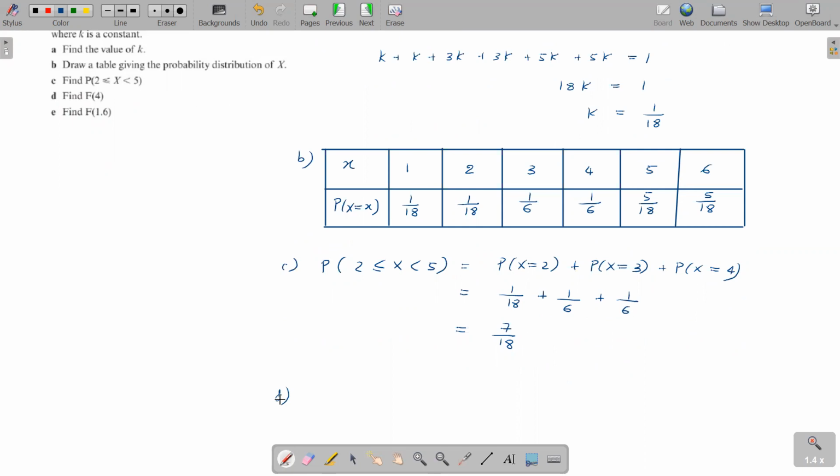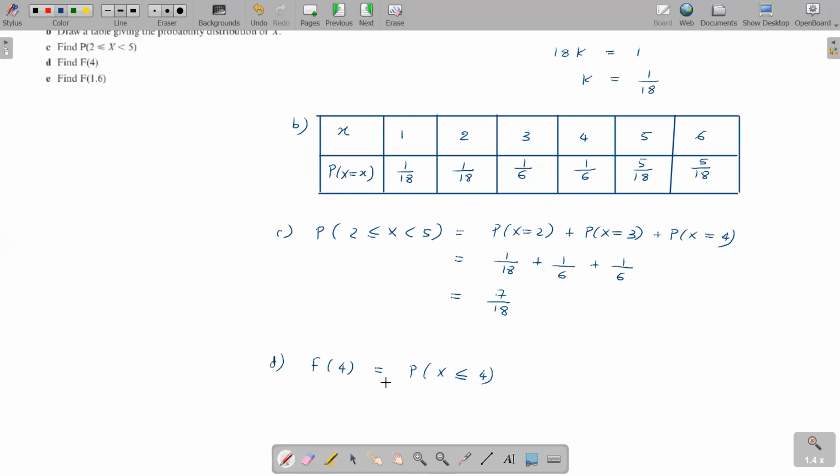And then part D. They're asking you to find capital F of 4. How do you find capital F of 4? Cumulative distribution, or the cumulative probability at 4. Capital F of 4 is, in other words, the probability X is less than or equal to 4. This is what it means, right? So X is less than or equal to 4 means you take the probability of all the X values 4 or below.